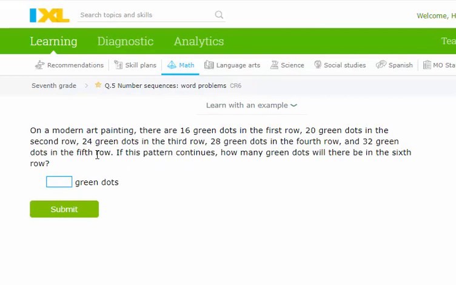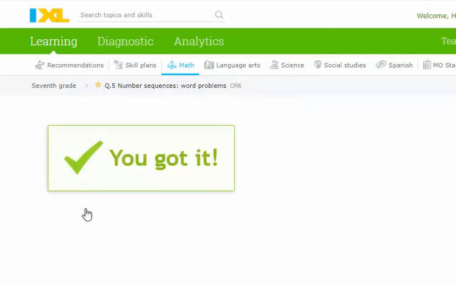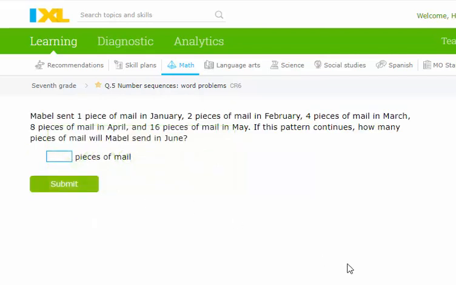On a modern art painting, there are 16 green dots on the first row, 20 green dots in the second row, 24 green dots on the third row, 28. Looks like there's a pattern. Are they multiplying or adding? Looks like they keep adding every time. So if the pattern continues, how many green dots will there be in the sixth row? Should be 4 more than the fifth row, which would be 32 plus 4 should be 36. So just think about your arithmetic and your geometric sequences.